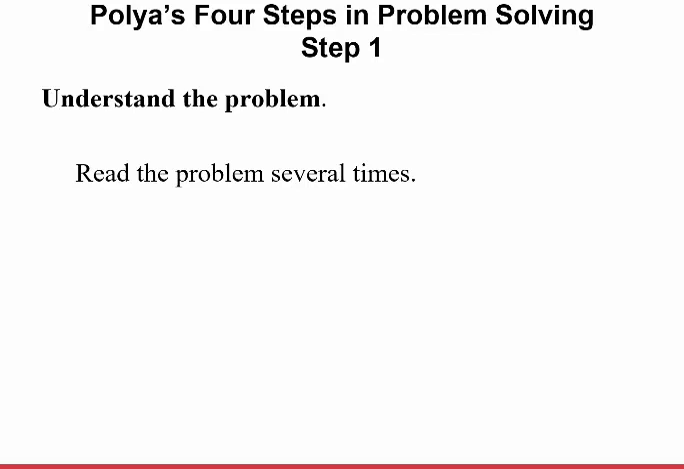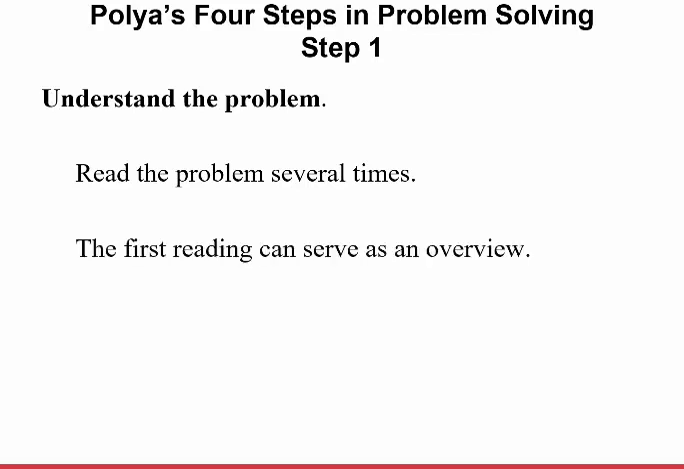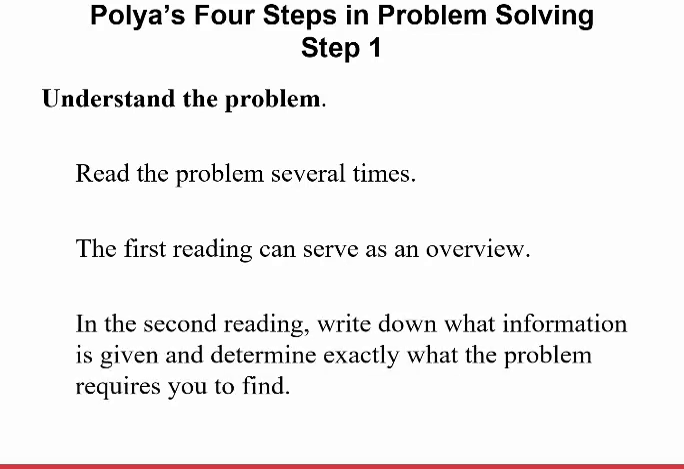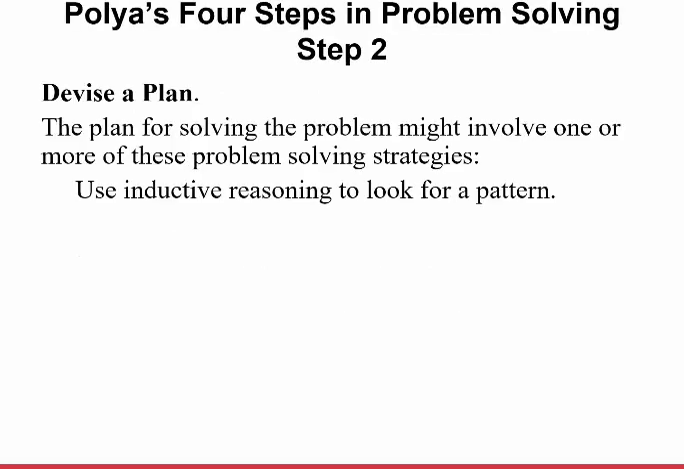The first thing we want to do is understand the problem. We want to read the problem several times. The first reading can serve as an overview. Then in the second reading, we want to write down what information is given, what they're telling us, and determine exactly what the problem requires us to find. So: reading and writing down what we're given and what we're required to find.